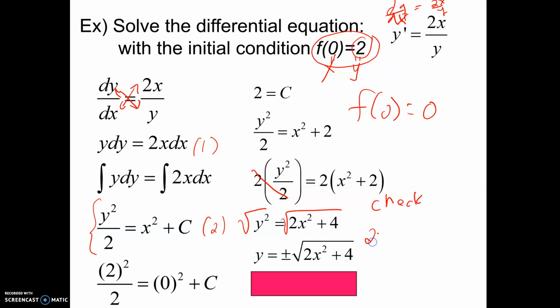So if 2 is equal to plus or minus the square root of 2 times 0 squared plus 4, and I know this seems rather obvious, but just humor me. The only way I'm going to get positive 2 is if I end up with the positive square root of 4, not the negative square root of 4. So that's why when I write my final equation, it's the radical of 2x squared plus 4.